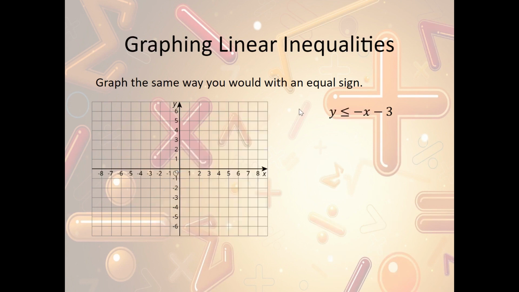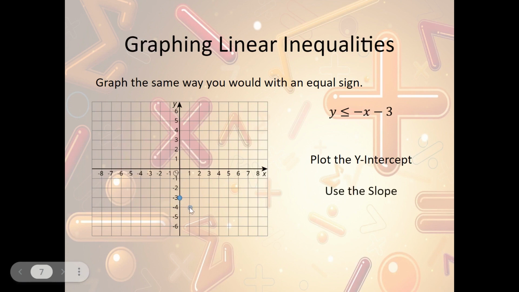Let's look at another example. We have y is less than or equal to negative x minus 3. So again, I'm going to plot my y-intercept first, which is negative 3. So I go down 3 here. And my slope is just negative x, which really is negative 1. So that's negative 1 over 1. So that means I'm going to go down 1 to the right 1 and plot that point.